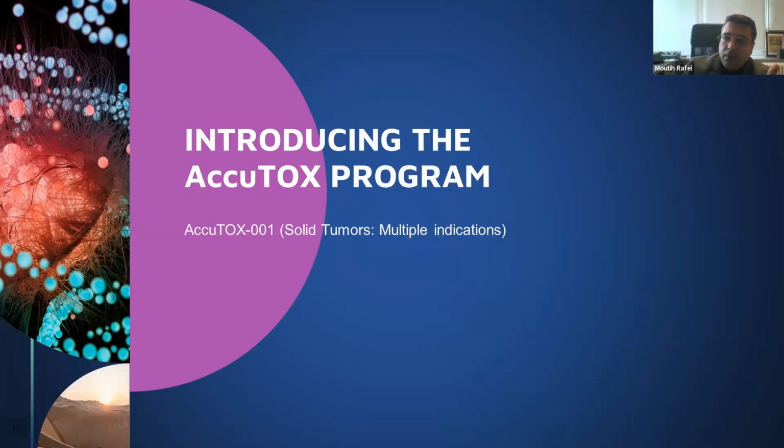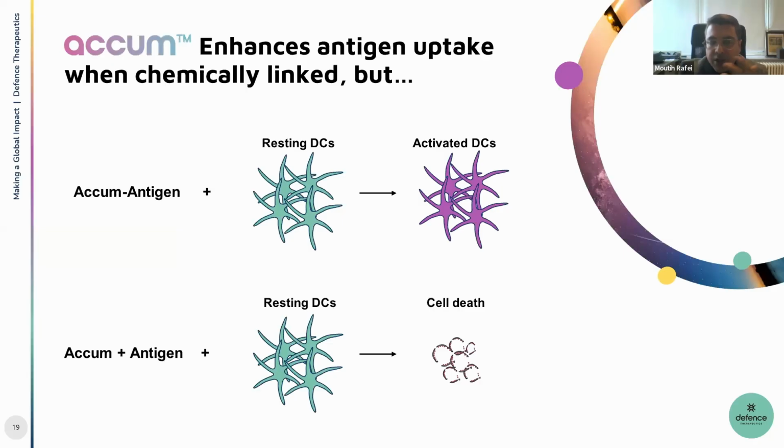Now, I'm going to show you another example of how you can apply the accum, and that's through the AccuTOX program. Initially, as I mentioned to you, you can take the accum, link it to an antigen, add it on DCs, and therefore you have an activated dendritic cell that will be able to drive T cell activation. What we thought initially of doing is to simplify the manufacturing.